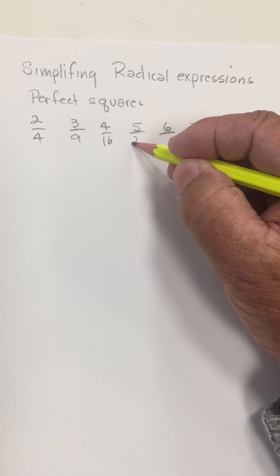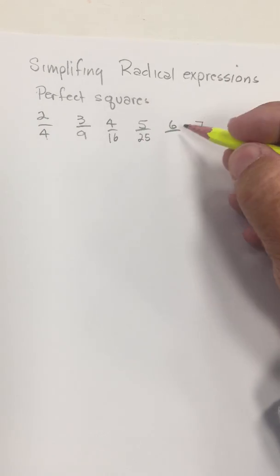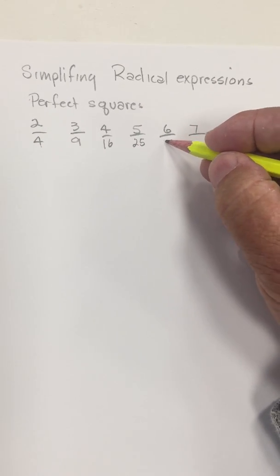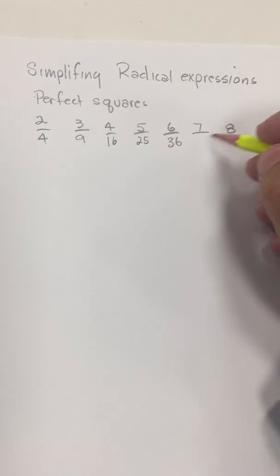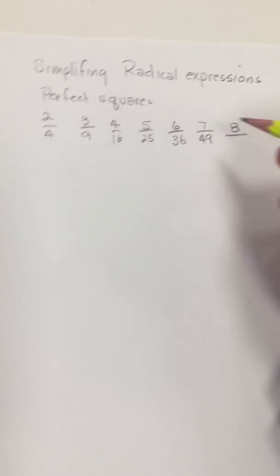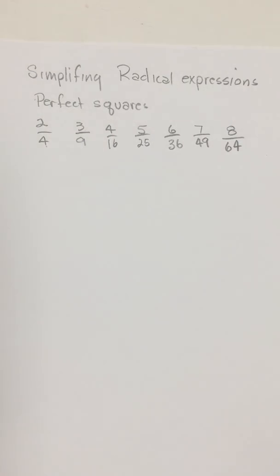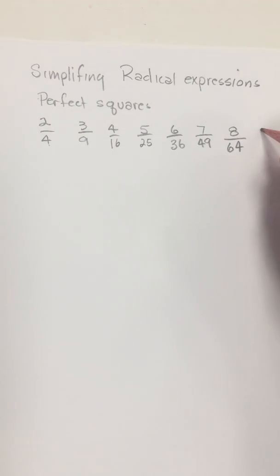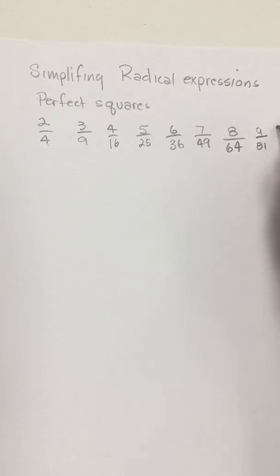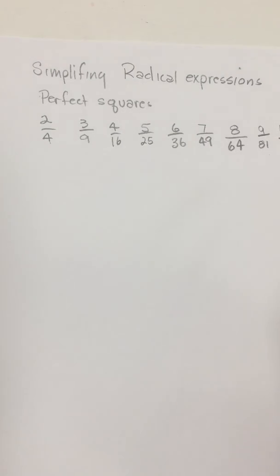5 times 5 is 25. 6 times 6 is 36. 7 times 7 is 49. 8 times 8 is 64. And so on, right? 9 times 9 is 81, and 10 times 10 is 100. So these are all perfect squares here.